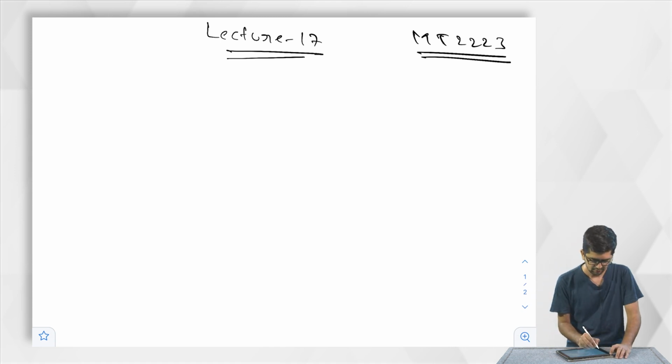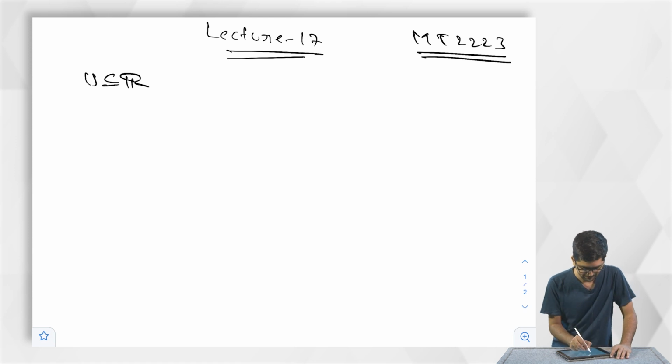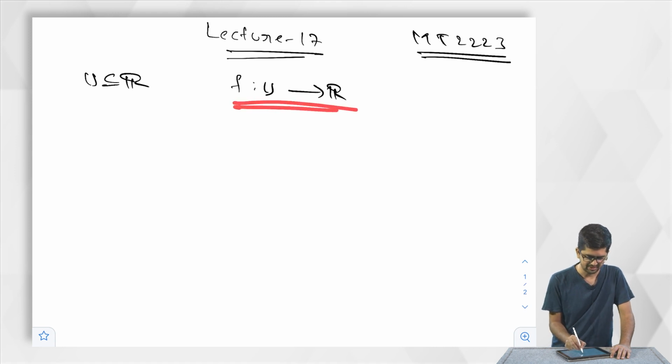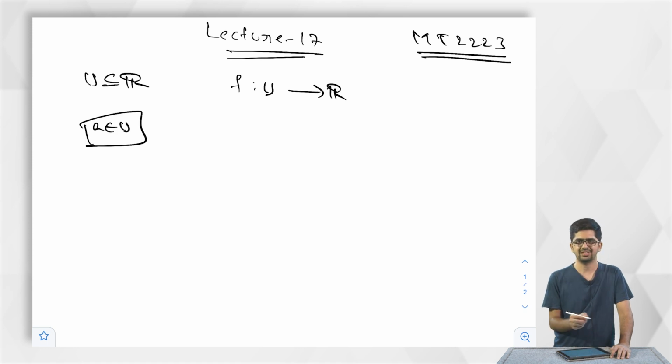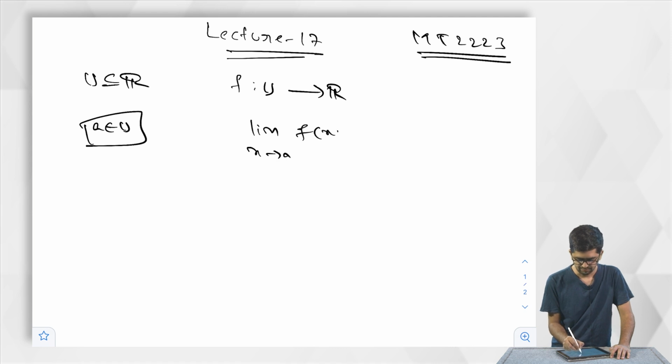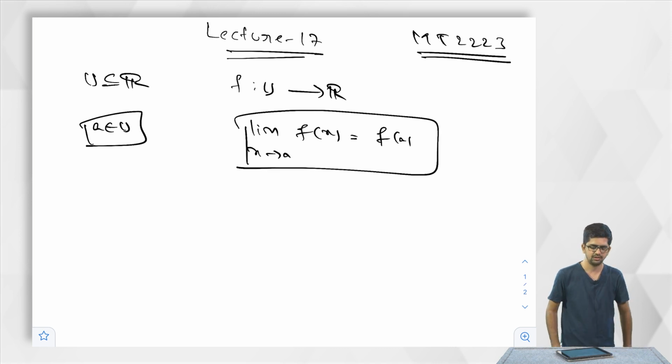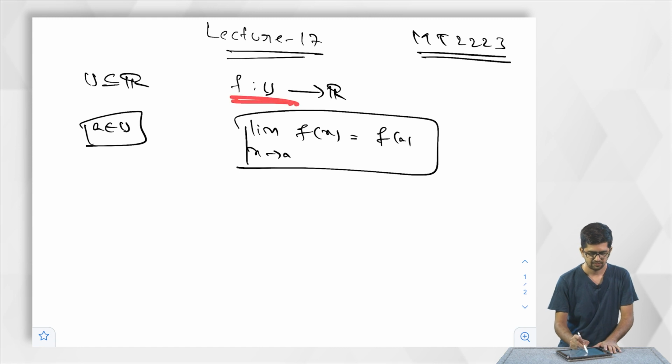So, U is a subset of R and f is a map from U to R. We say f is continuous at a point a belonging to U if something happens in terms of limit. What is it? Limit x goes to a, f of x is equal to f of a. This is what we wanted to happen when we say that f is continuous at this point a.